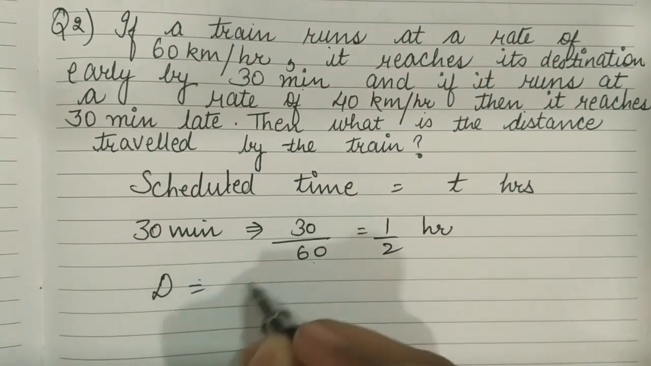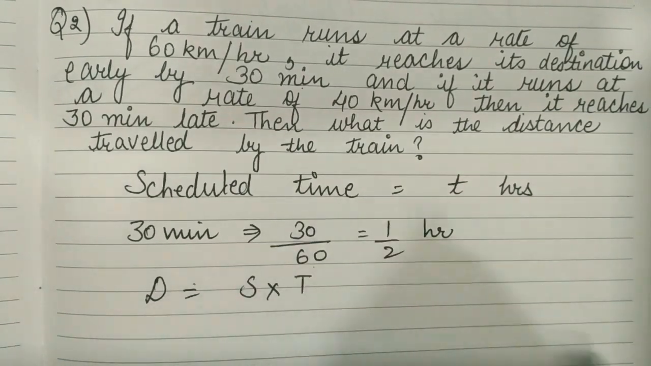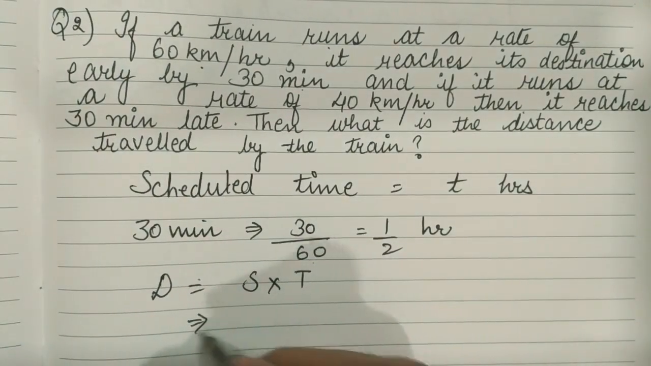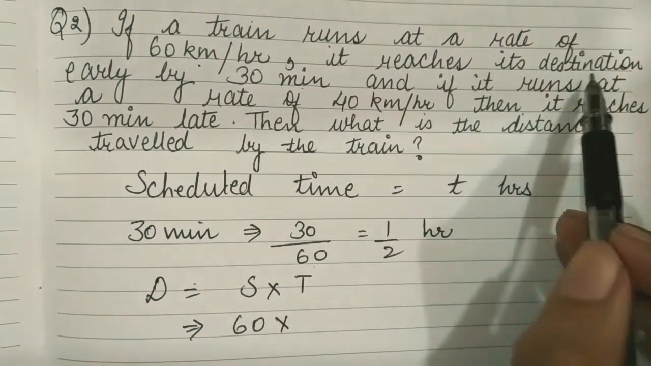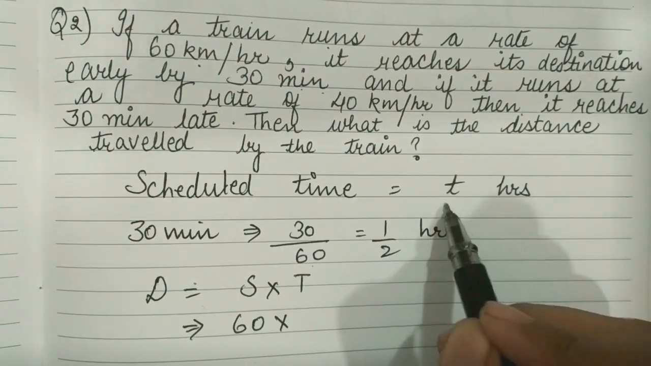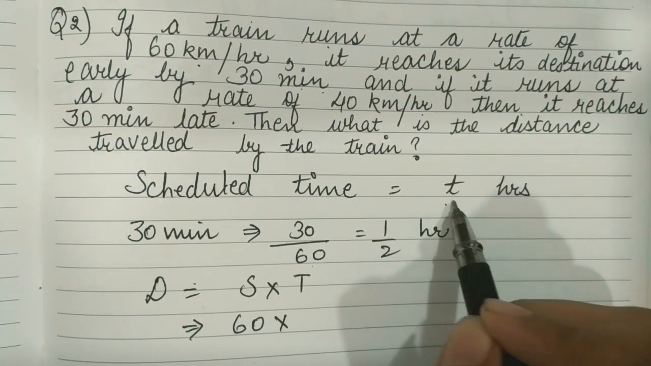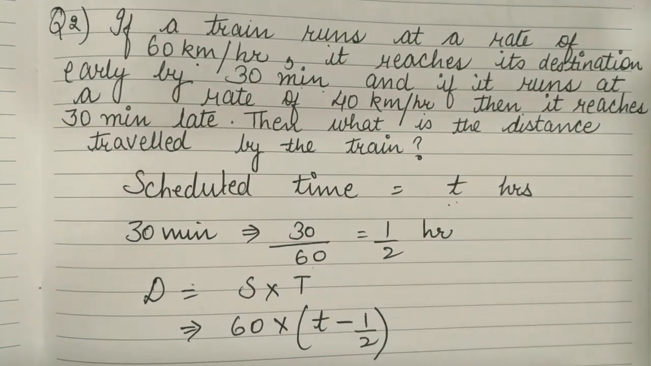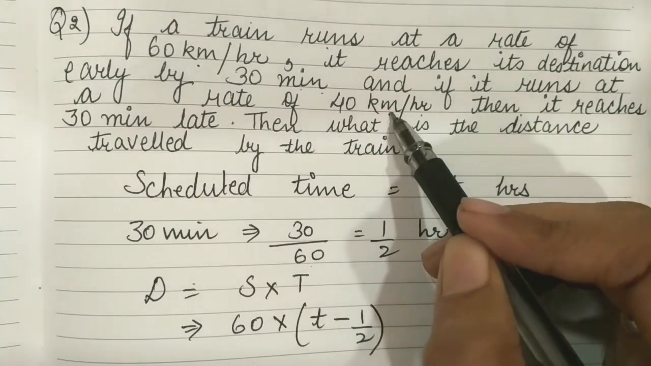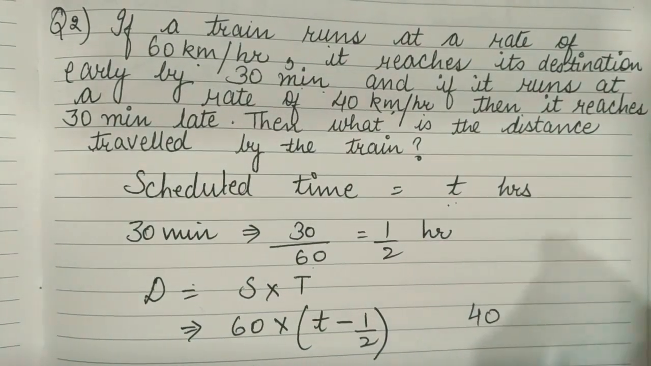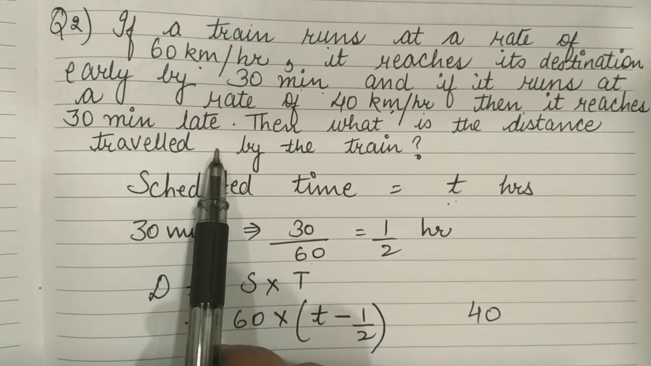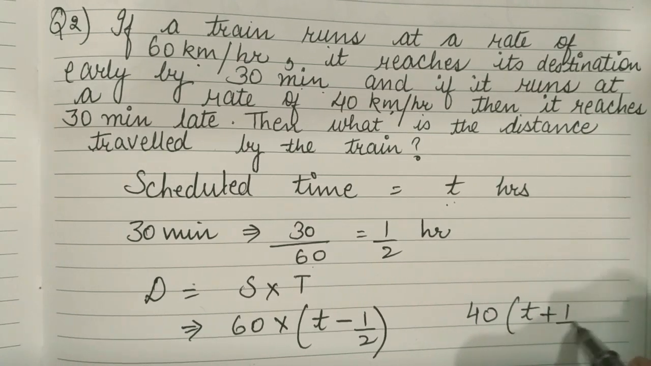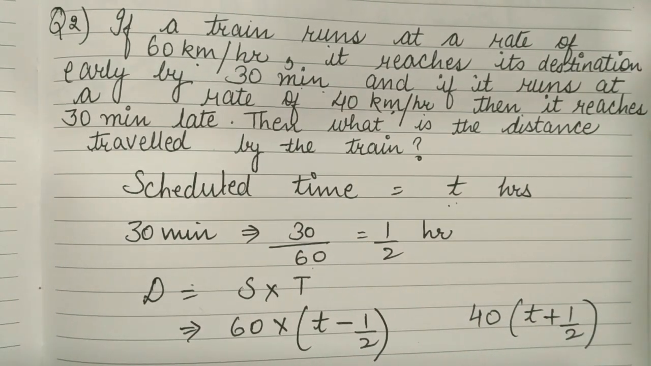Again, the distance is speed multiplied by time. If it is running at 60 km per hour, speed is 60. It reaches early by 30 minutes, so it will take half hour less than the scheduled time. So time will be t minus 1 by 2. But if it is traveling at 40 km per hour, then it is going to be 30 minutes late, which means it will take half hour more than the scheduled time. So it will be t plus 1 by 2.